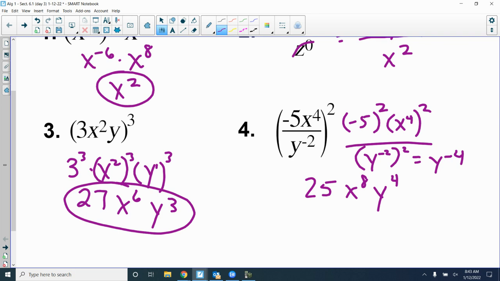Jeff, what's your question? Where'd you get the 25 from? Negative 5 times negative 5 is positive 25. Okay. Yeah? How'd we do on that? So do you see how everything gets raised to the power in the parenthesis? That's all we got to do. Okay?